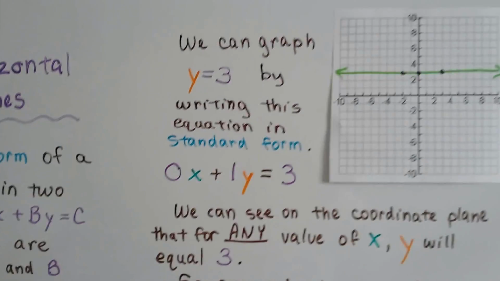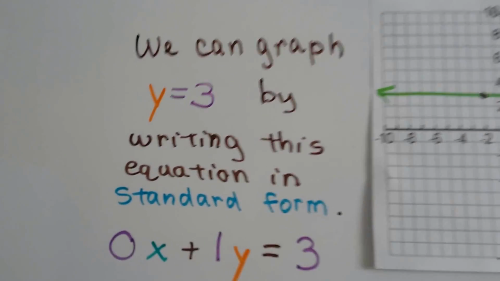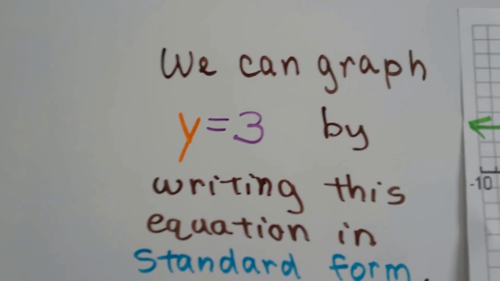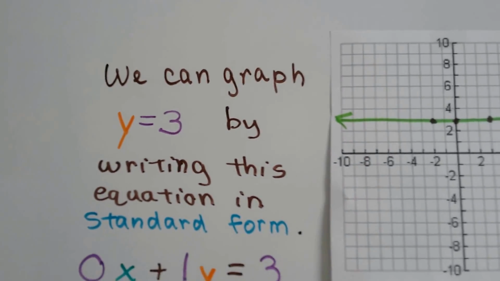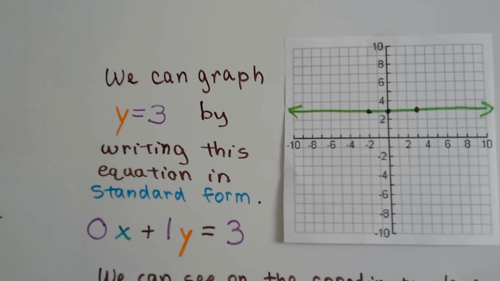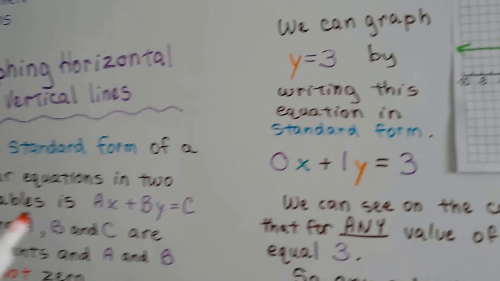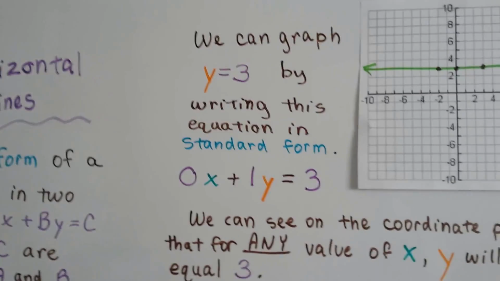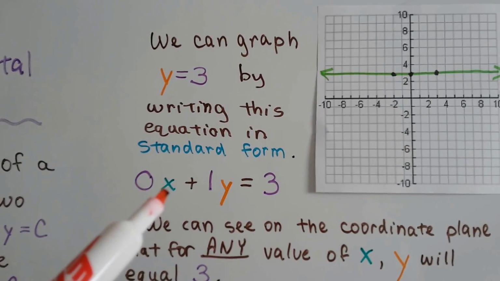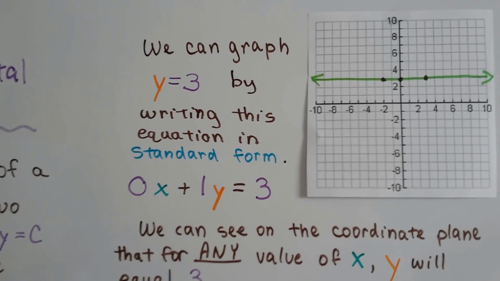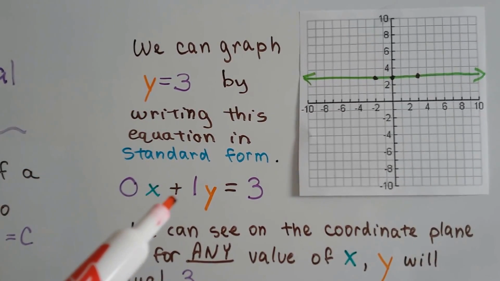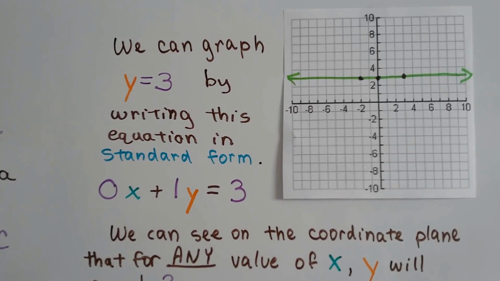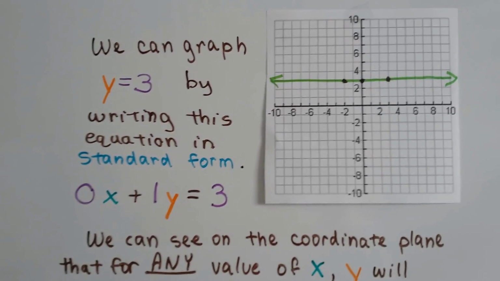We can graph y equals 3. This is the equation, y equals 3. That little bitty thing is considered an equation. And we can graph it by writing this equation in standard form. And you may think, y equals 3 can be written like this? Yeah, it can. We're going to set x to equal 0 because there's no x in that equation, is there? And there's only one y here, so that's going to be plus 1y, and it's going to equal 3. See? We did it. We put it in standard form.